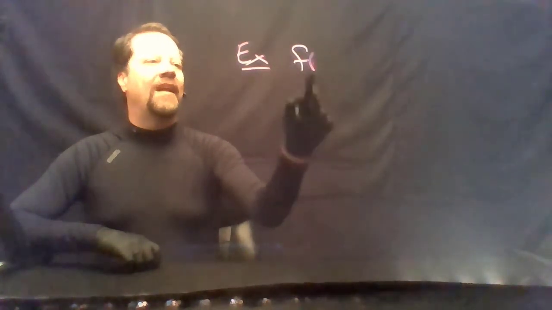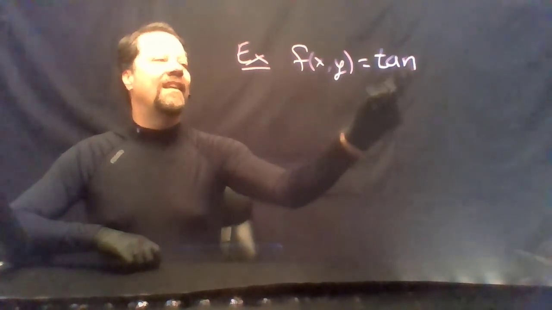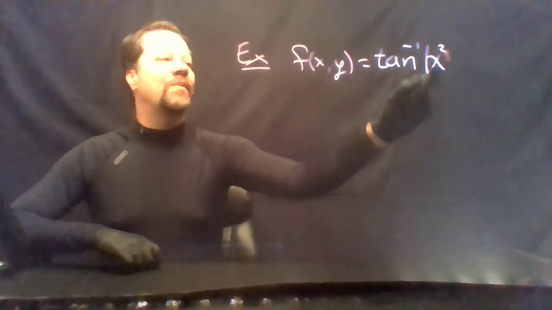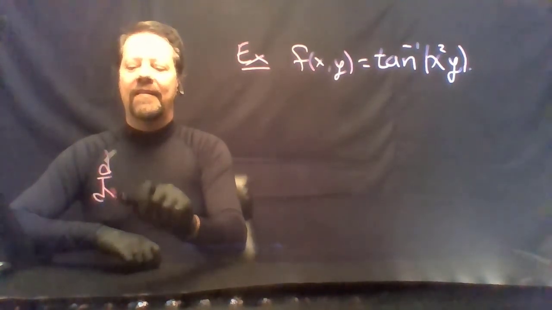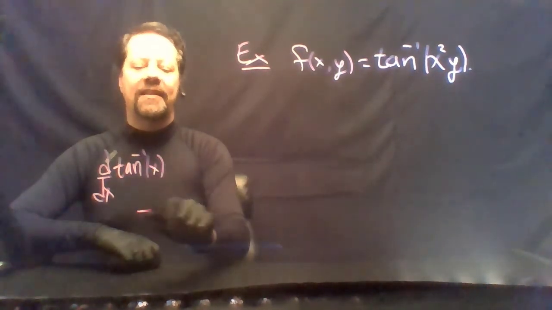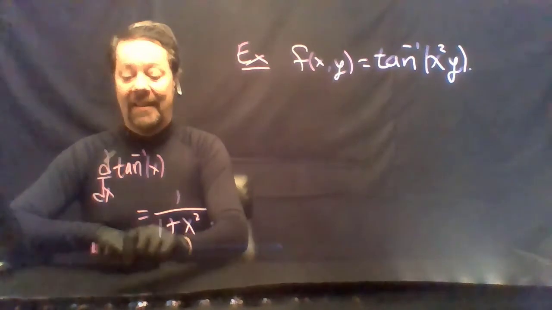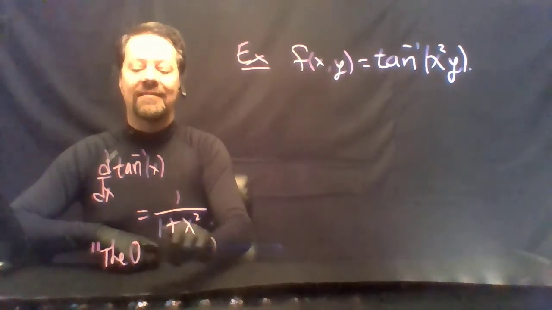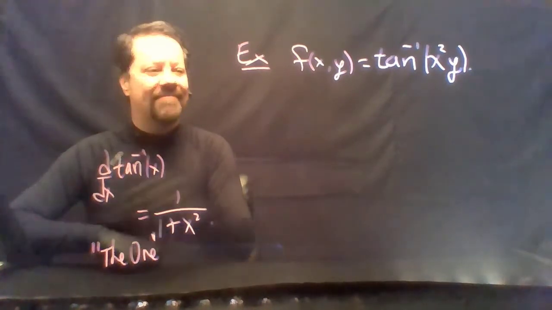What if I give you something like f of x comma y is the inverse tangent of x squared y? You know that the derivative of the inverse tangent of x is 1 over 1 plus x squared. That's the one I asked you to memorize.